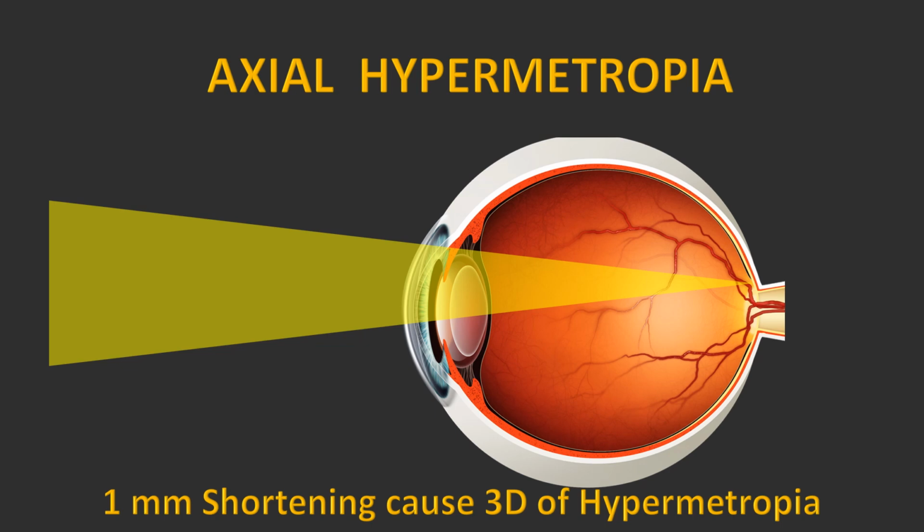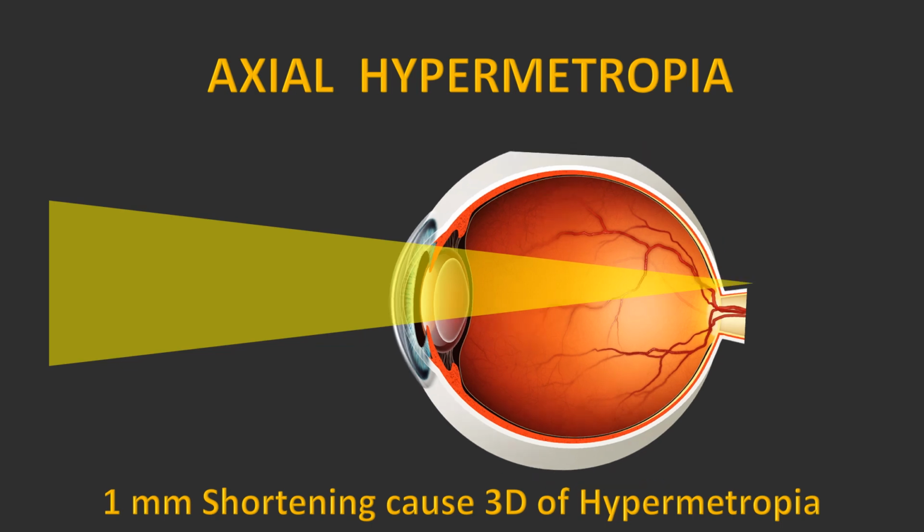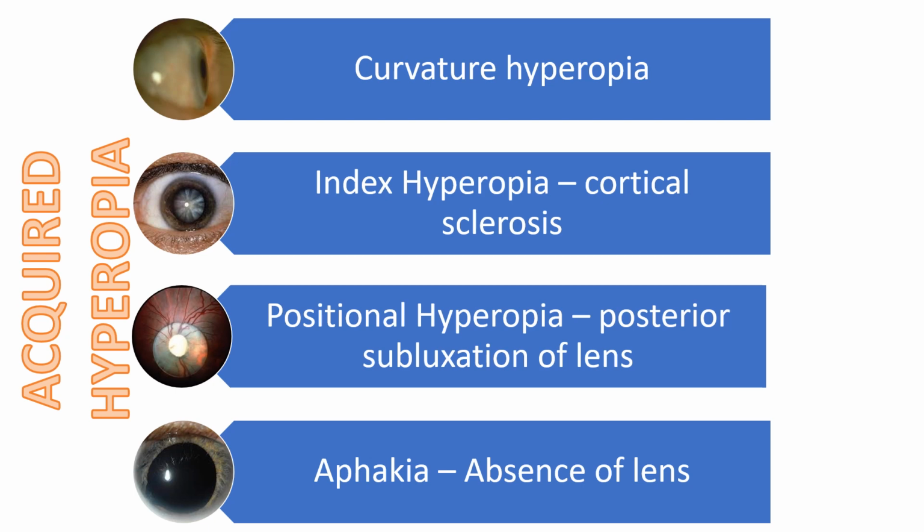Usually we are born hypermetropic, and as we grow, the eyeball grows and hypermetropia usually reduces. The other causes are curvature hypermetropia, where the cornea is slightly flattened. Index hyperopia occurs in cortical cataract, usually seen in older people. Positional hyperopia is where the crystalline lens inside the eye gets dislocated or subluxated backward, which can cause a hypermetropic shift. And aphakia is a condition where the lens is absent or surgically removed. In aphakia, there will be a strong hypermetropic error.